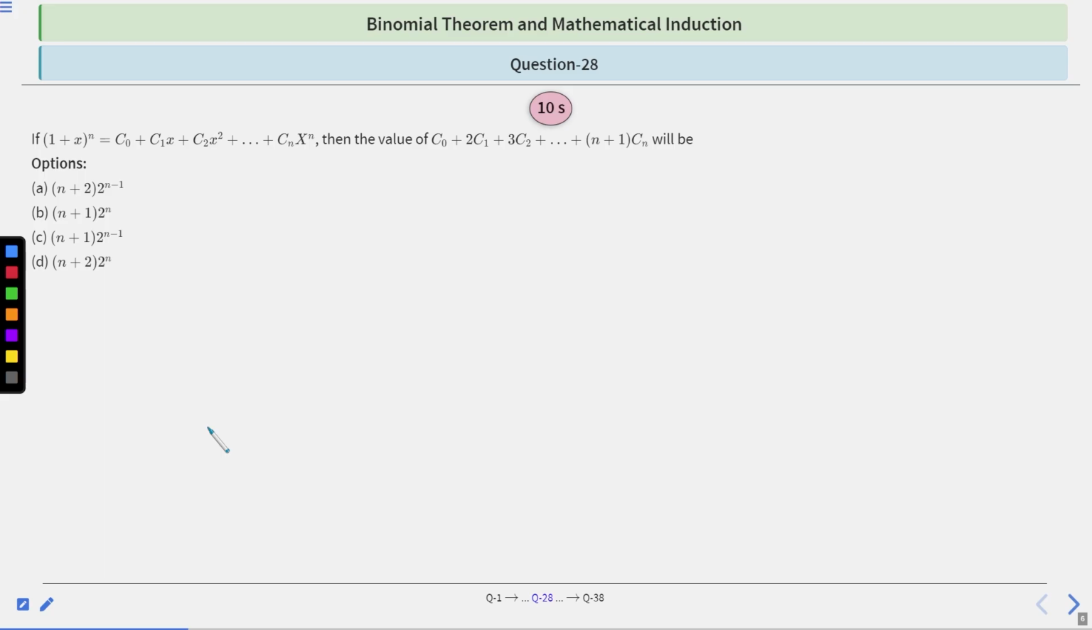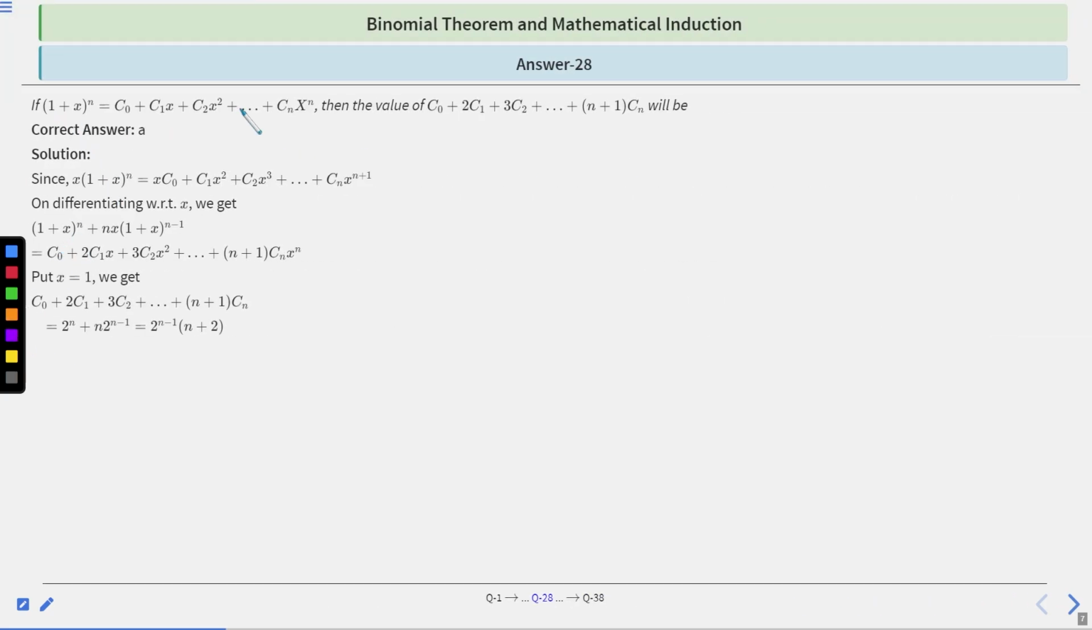Now let's move to the next question, question number 28. It says (1 plus x) to the power n is equal to c0 plus c1 x plus c2 x squared till cn x to the power n. Then the value of c0 plus 2c1 plus 3c2 till (n plus 1) cn is equal to. So you have 10 seconds to solve this question. After 10 seconds, we will discuss the solution. Okay, let's discuss the solution.